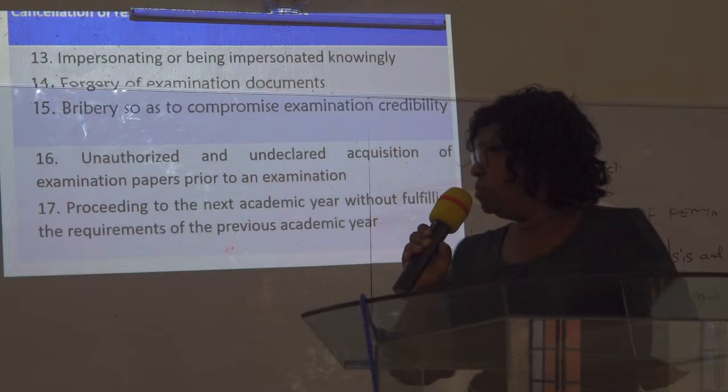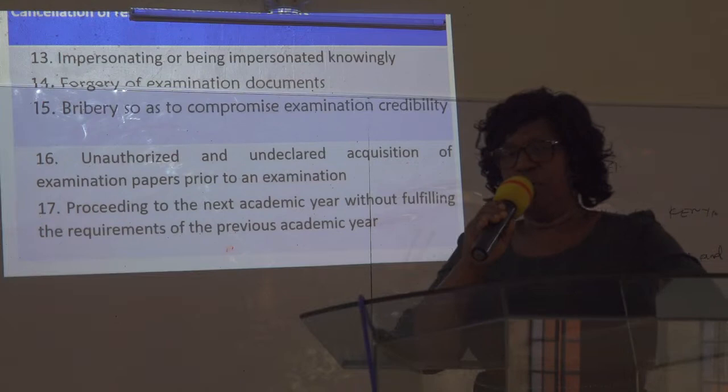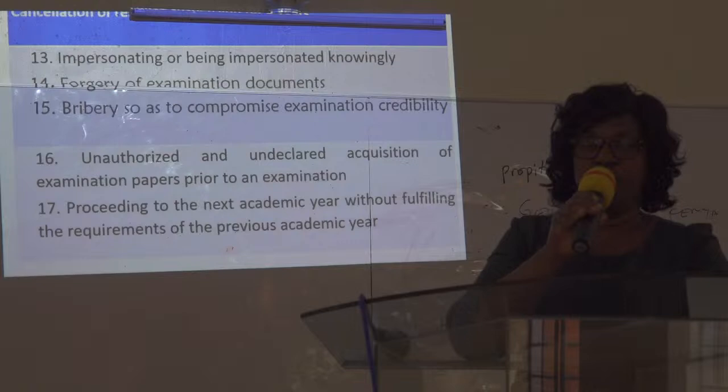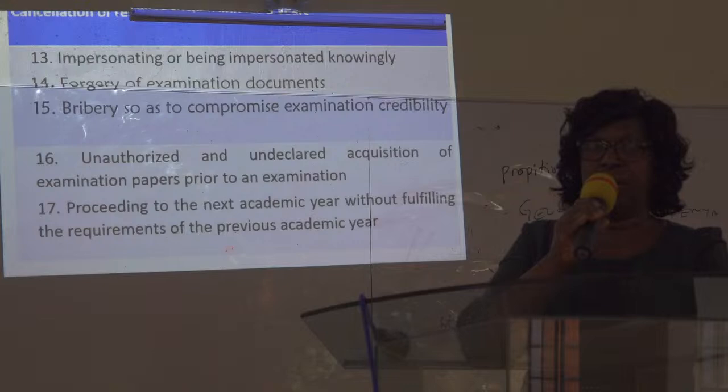There is bribery, forgery, and so on. And this time round, we are again going to disallow you to proceed to the next year if you have not fulfilled the requirements of your current year. That has been happening a lot. But going forward, we are putting a stop to this. So we shall be ensuring before you move on to a new academic year, you have fulfilled the requirements to proceed.